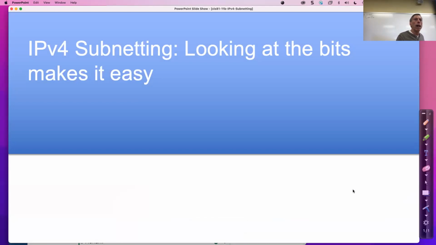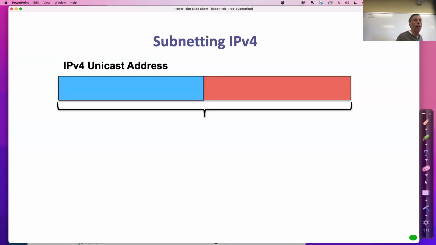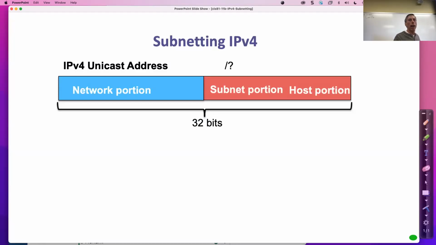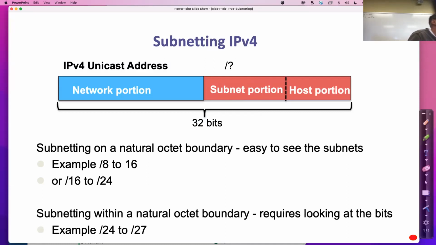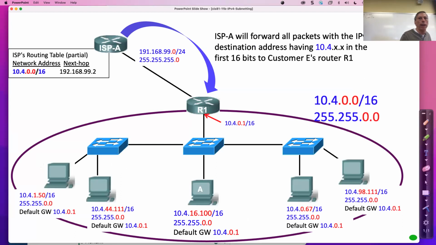Okay. So looking at the bits of subnetting actually makes this easy, believe it or not. Again, here's our subnetting. We have to borrow bits from the host portion to create the subnets. When we do this on what's called a natural octet boundary, it makes life easy. But subnetting within one of those 8-bit octets, sometimes we have to convert everything to binary. I'll show you that in a moment.